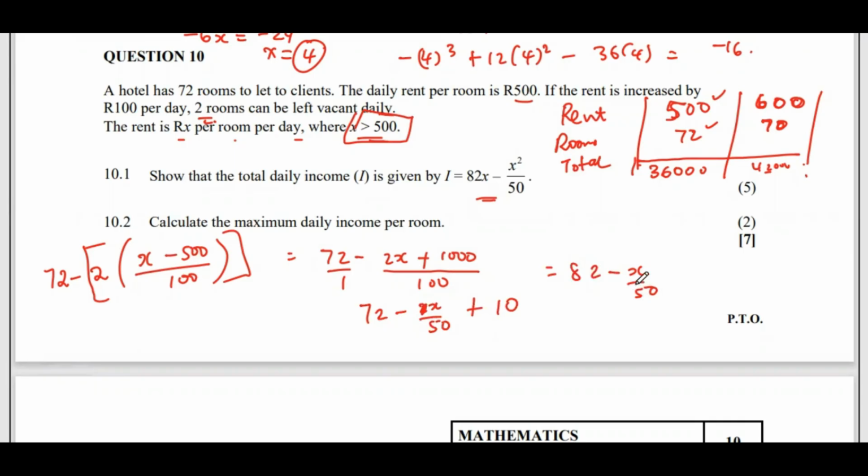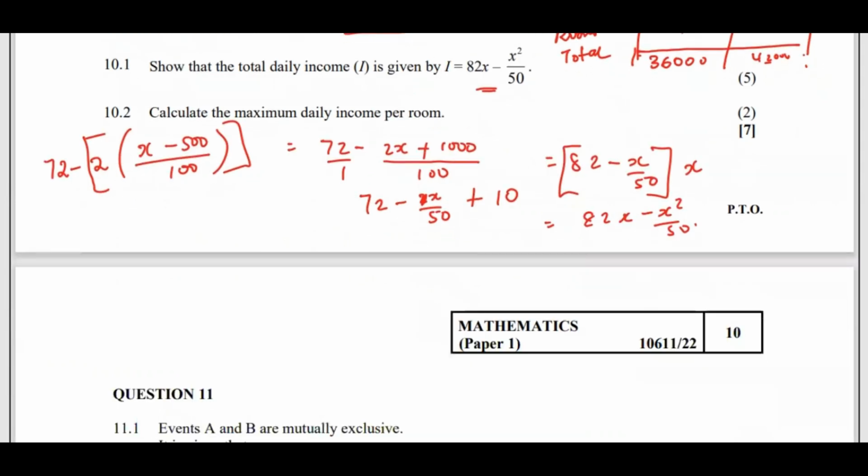Okay, but now all this again must be multiplied by the income that is increasing. So we get 82x minus x squared over 50. Then 10.2, they want us to get the maximum daily income. With maximum daily income, we have to differentiate. If we differentiate that, it's going to give us 82 minus x over 25.